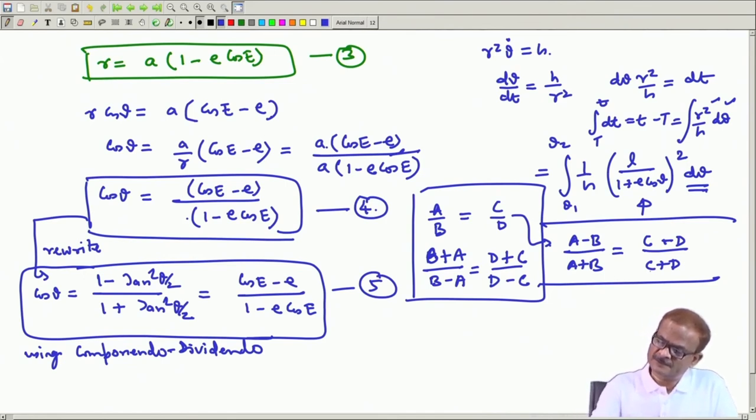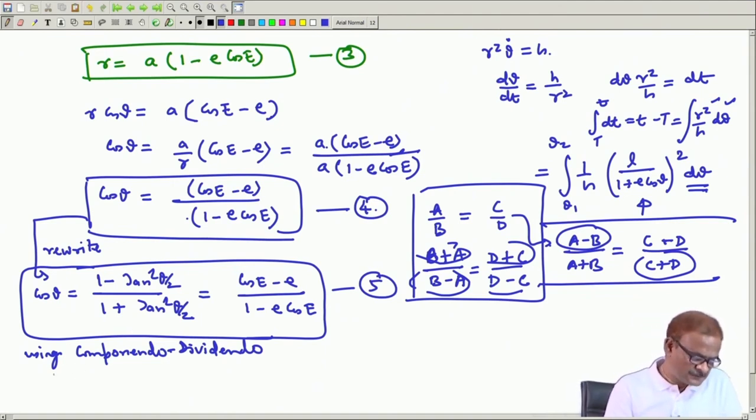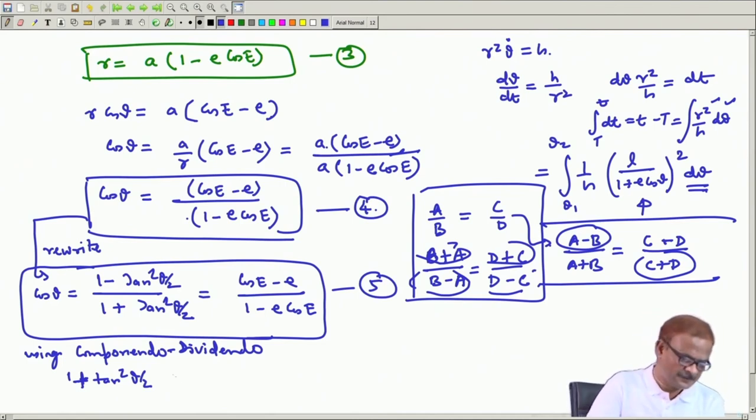So, you will see that this is just an exchange of numerator and denominator. This is A minus B; if you bring it to this side, this is A minus B times C plus D. So, A minus B and C plus D are there, so here the sign reversal will take place, so both are the same thing. The same principle we are using here, and if we do that, we get the result 1 minus 1 plus tan square theta by 2. It is a matter of convenience which one we use, both are the same. It is nothing different.